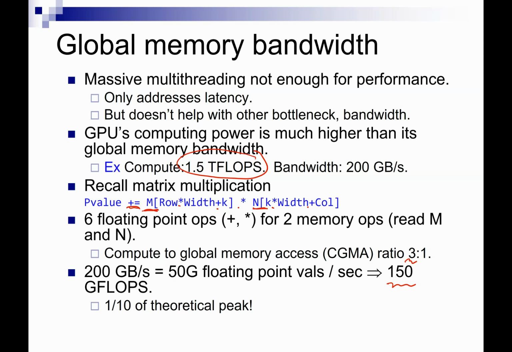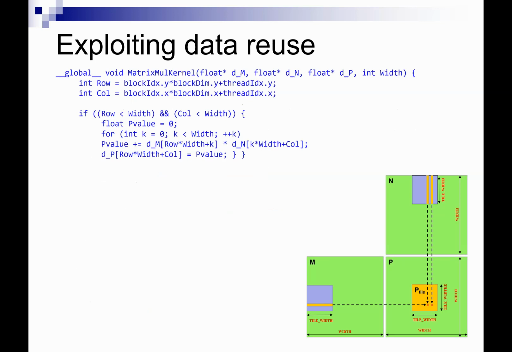Okay, so now to solve this issue of limited memory bandwidth, we're going to use a method called data reuse. Basically, we're going to try to minimize the amount of data that we have to read from global memory. I'm going to illustrate this with an example of matrix multiplication again.